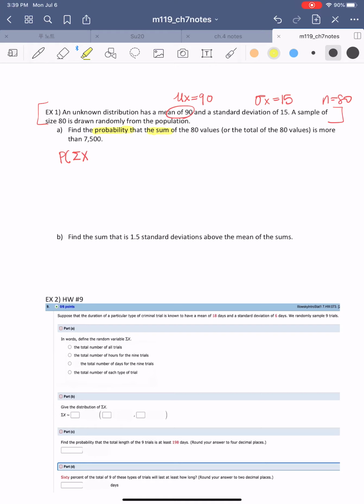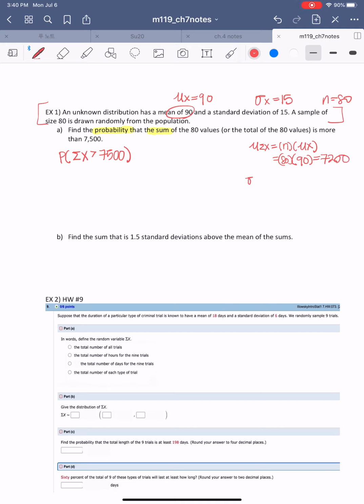I want that to be greater than 7,500. All right, so let's do that. On the side, I'm going to calculate my mean for the sum and then standard deviation for the sum. Mean for the sum, from the previous page, it was n times mu of x. n is 80, so 80 times 90, which gives you 7,200.